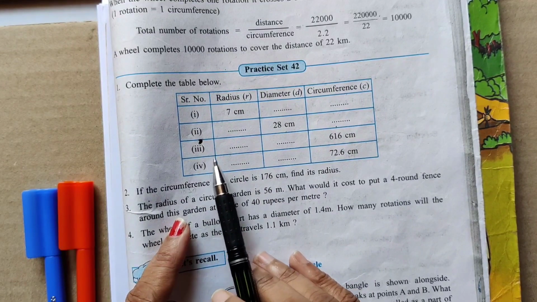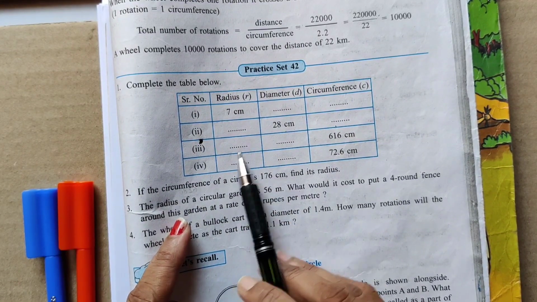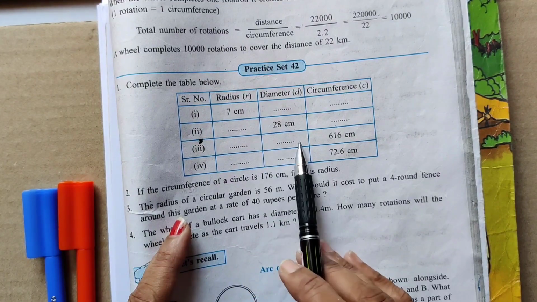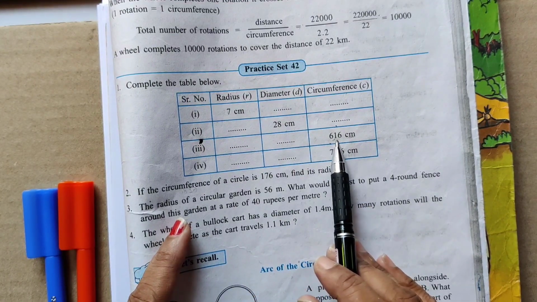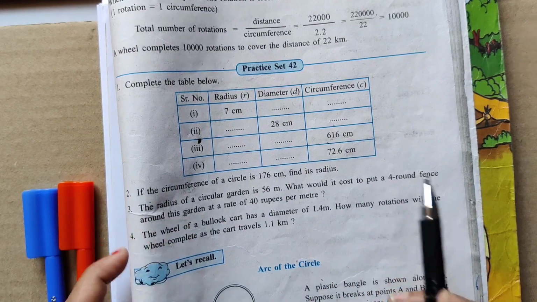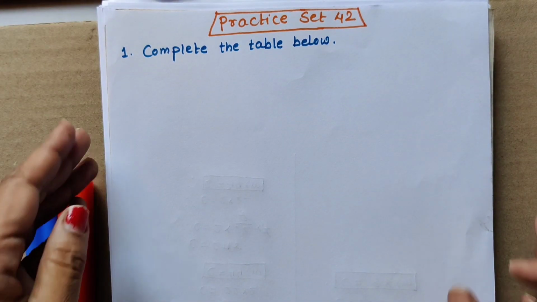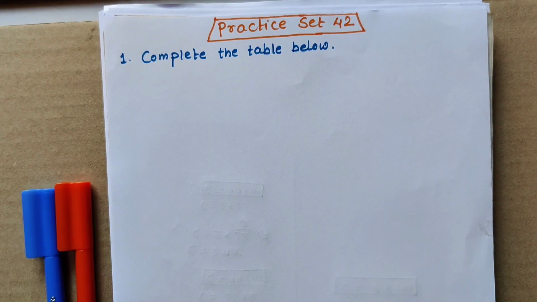Now see the third sum. Again we have to find out radius. Here we have to find out diameter also. We have to find out radius also, diameter also, and circumference value is given 616 centimeter. So let us solve this third sum. Circumference value is given to us.